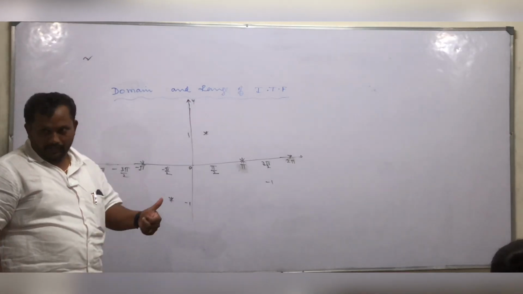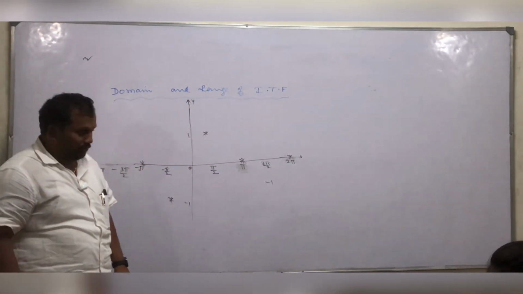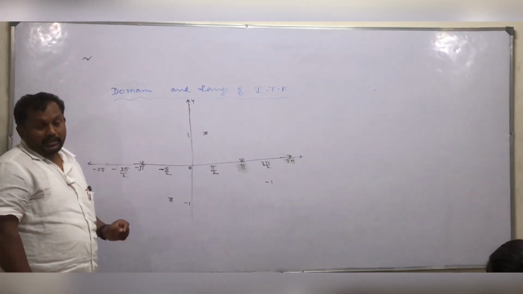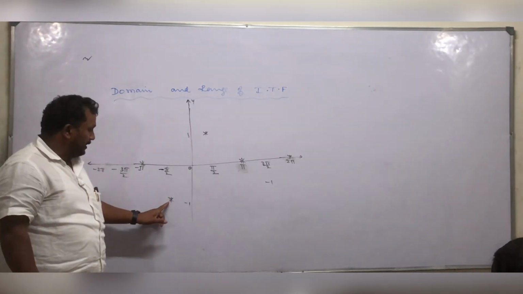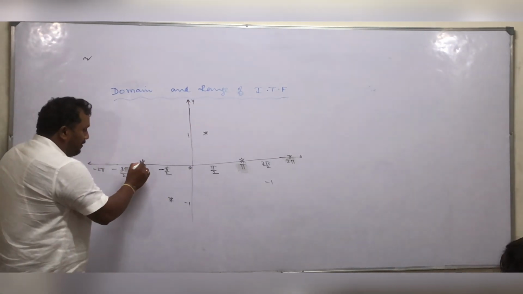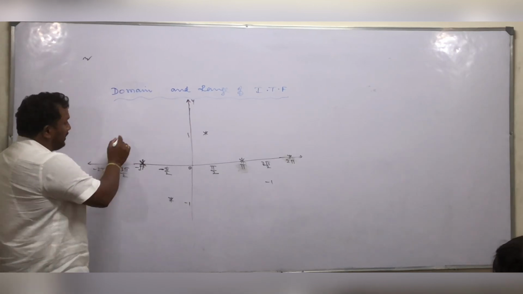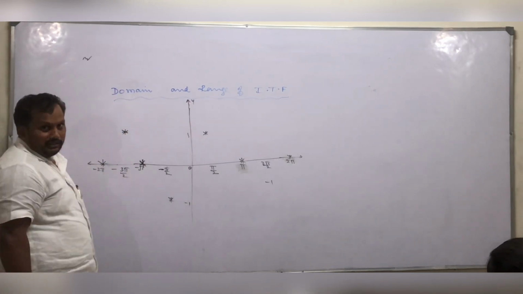Value is minus 1. Sine 360 degrees value is 0. Sine of minus pi by 2: sine of minus theta is minus sine theta, so minus 1. Sine 180 value is 0. Sine 3 pi by 2 is minus 1. Minus of minus is plus 1. Sine 360 degrees value is 0.